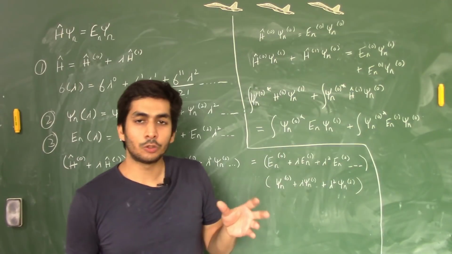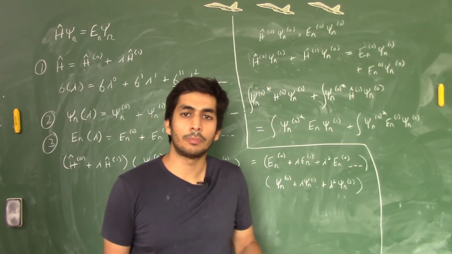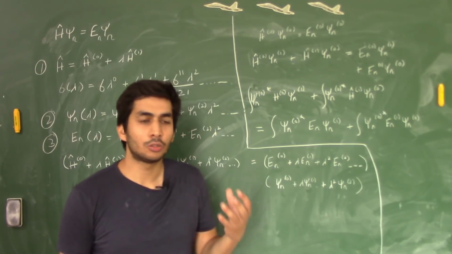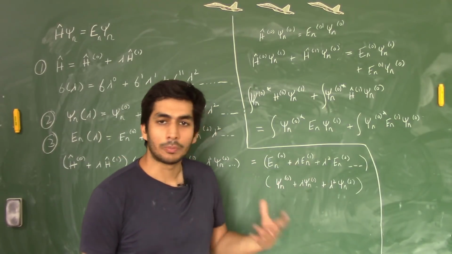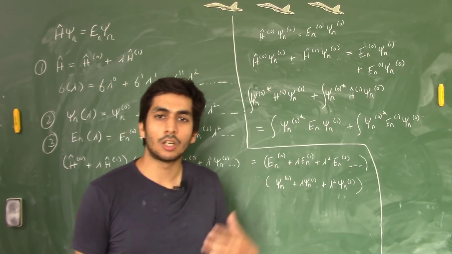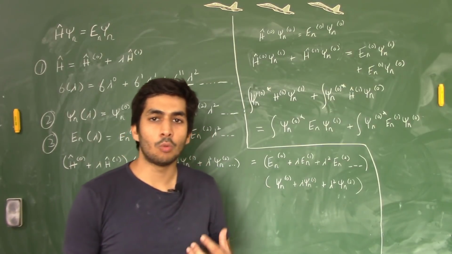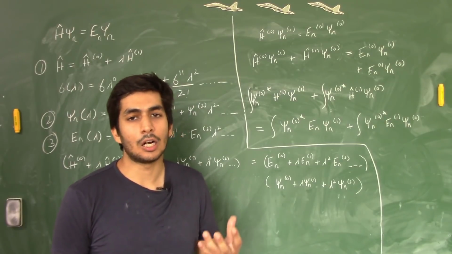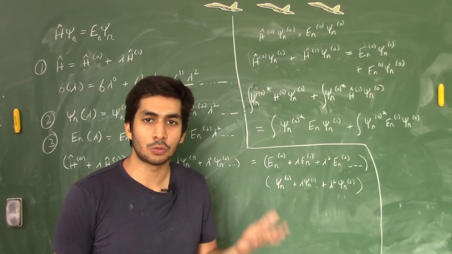So what is this En to the power 1? This is called the first order perturbation, right? Similarly, if you have En to the power 2, that is second order perturbation. Then En to the power 3, that is third order perturbation. So basically, the more perturbations we have, the more precise our value towards the actual energy will be, right?